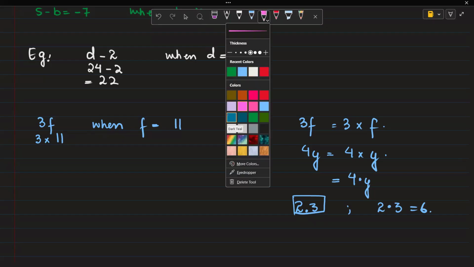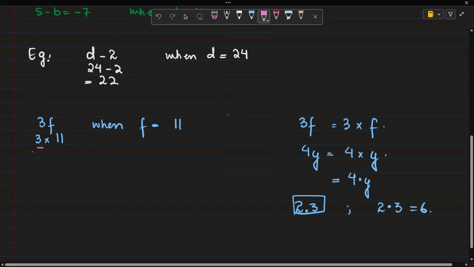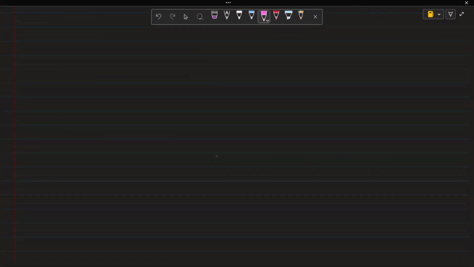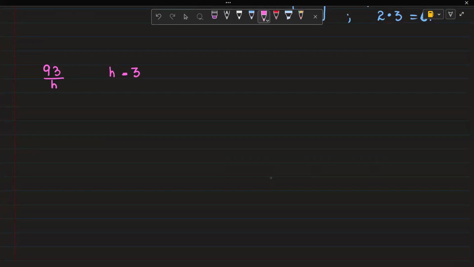Moving forward, 3f would be 3 times 11, which is 33. That becomes your final answer. Another example, you have 93 over h. You need to find its value when h is equal to 3. So 93 as it is, and h is 3. That means the whole expression is equal to 31.